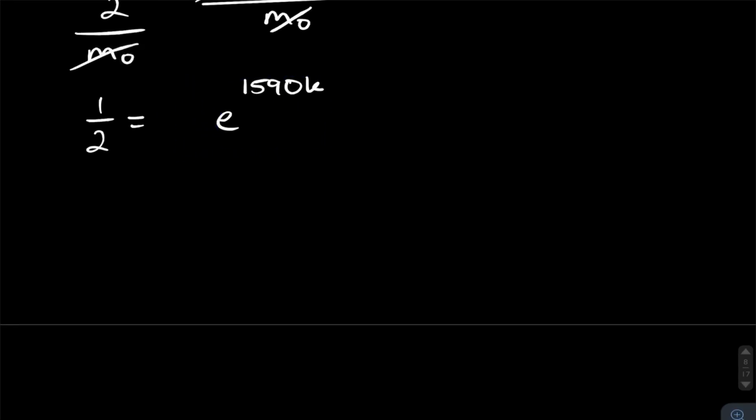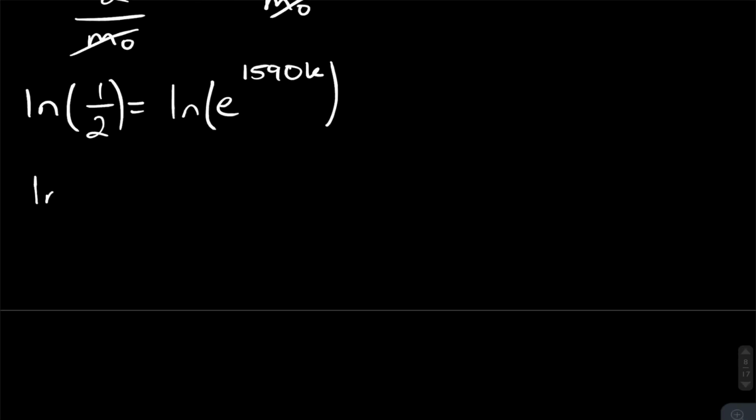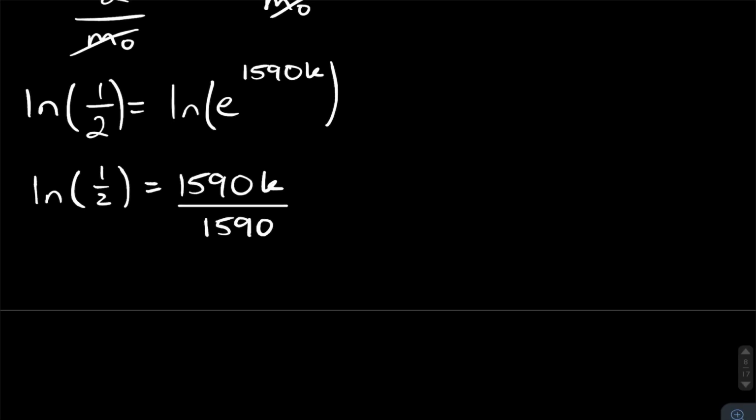All we have to do for that is take a natural log on both sides. Okay? If we take a natural log there, we're going to get the natural log of 1/2 is equal to, we can pull that exponent out front, right, and get 1590 times k, right? And then we're left with a natural log of e, right? And natural log of e is just 1. So then to solve for k here, we divide by 1590 on each side.